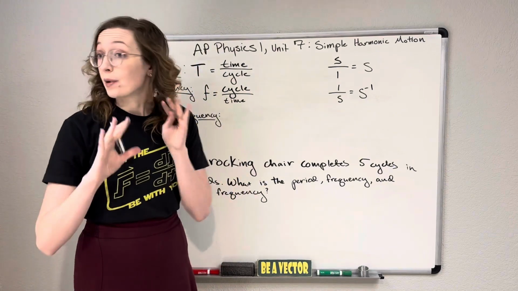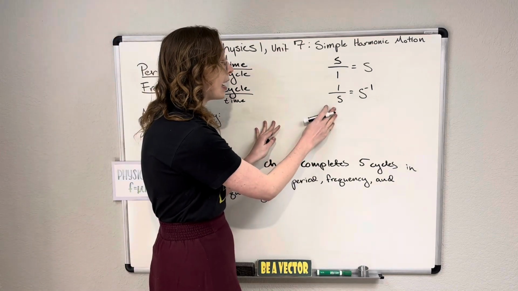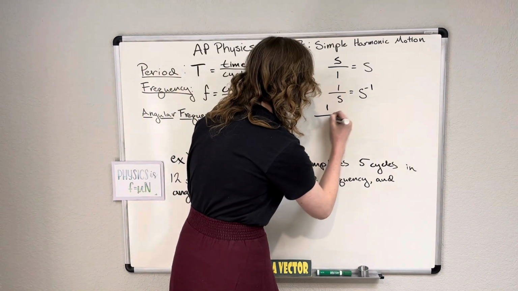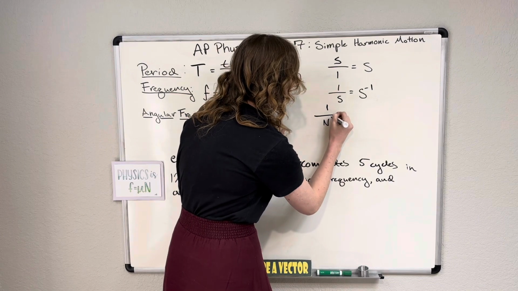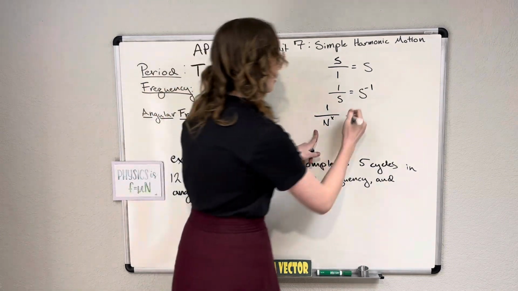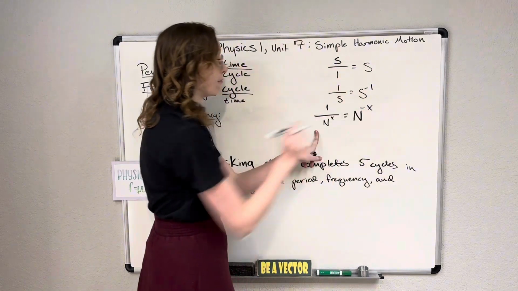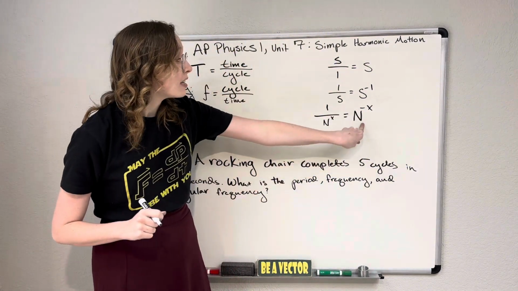But for now, I'm just going to summarize this and say, anytime you have a number in the denominator of a fraction, say I have a number in my denominator here that is raised to a positive exponent, I can rewrite that number as that number to the negative version of that exponent. So these two things are the same.